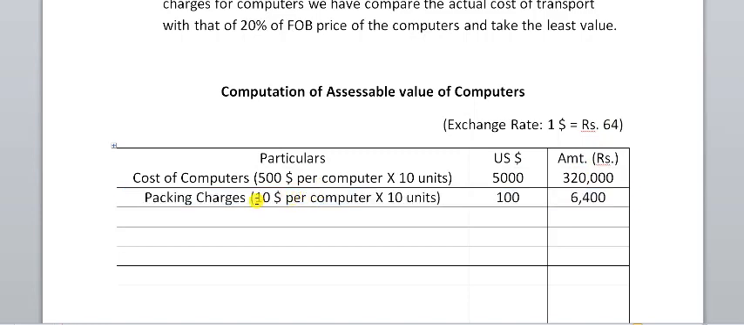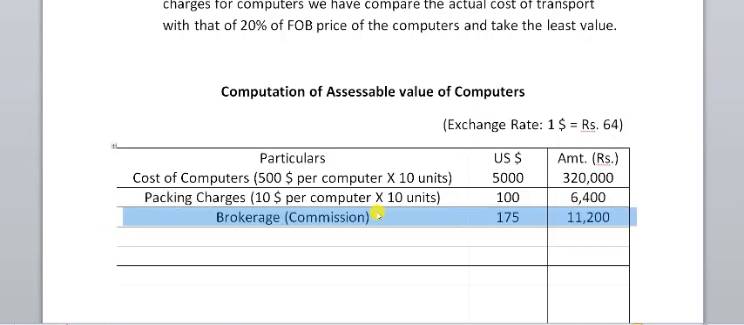Next, packing charges. Once again, they have given $10 per computer. So multiply that by number of units that you have imported, that is 10 units. $10 into 10, $100. This $100 should be converted into Indian national rupees. So 100 into 64, 6,400. Brokerage commission that has been paid by the exporter. Importer, if the importer pays the commission, that is buying commission, will ignore that. Here the brokerage has been paid by the exporter. So $175.